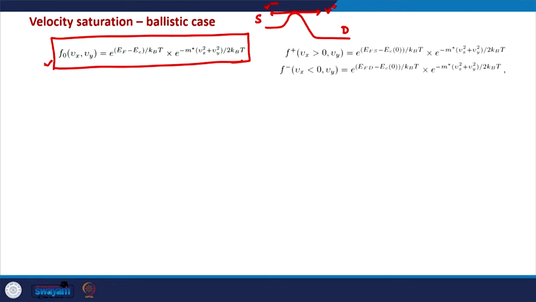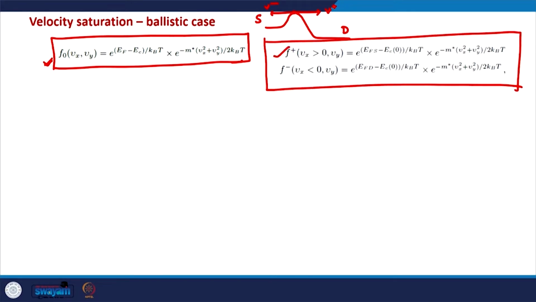This function can further be broken down into two other functions. One is this f plus, which is essentially the electrons going to the plus x direction, and f minus, which is electrons going to the minus x direction, which means that f plus essentially means electrons going from source to drain side this way, and f minus accounts for electrons going from drain to source side this way. And that is why in f plus instead of EF we have EFS, and in f minus instead of EF we have EFD. So the velocity distribution for the electrons coming from the source side is given by f plus, and the velocity distribution for the electrons coming from the drain side is given by f minus.